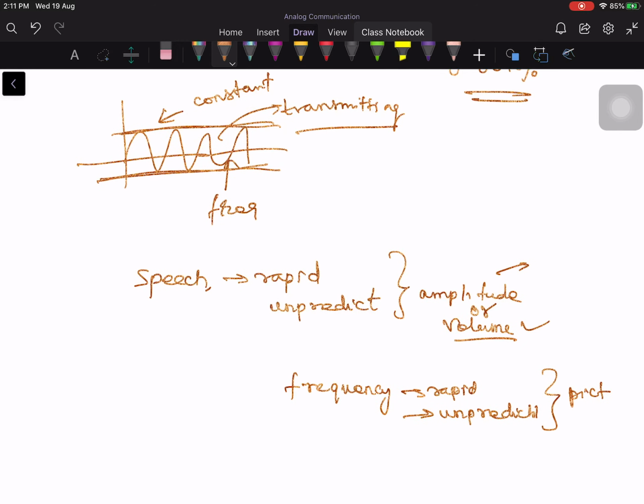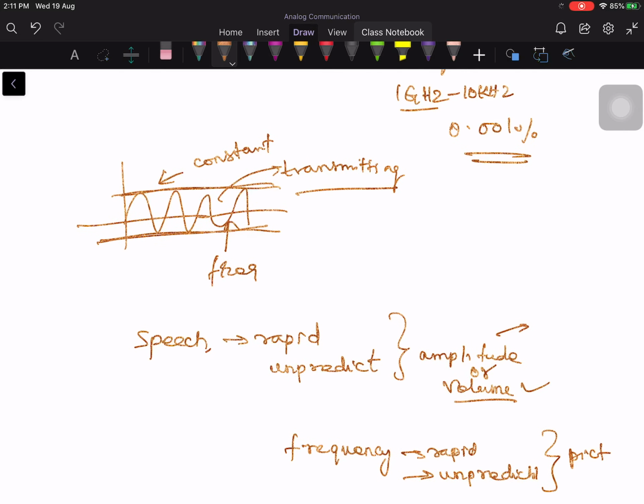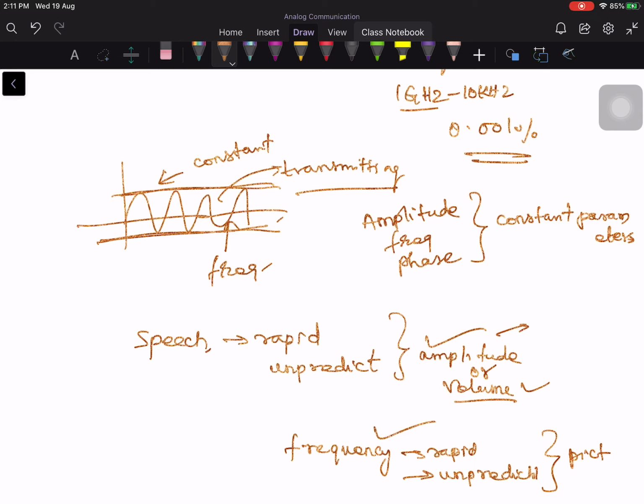So since it is impossible to represent these two variables by a set of three constant parameters. Okay, so what are the three constant parameters? Amplitude, frequency and phase. These three are constant parameters in a pure sine wave. But here in an unpredictable manner, the amplitude is changing and frequency also changing in the message. Somehow I need to connect this guy and that guy.